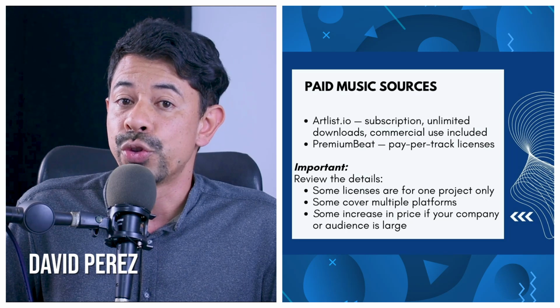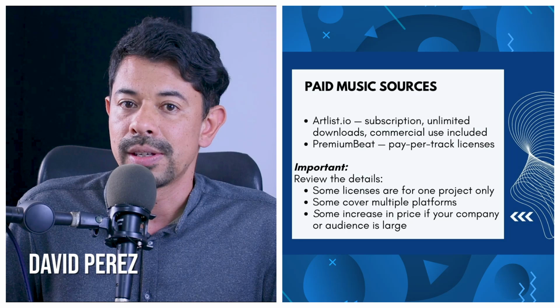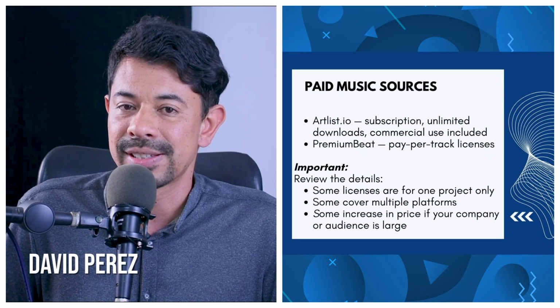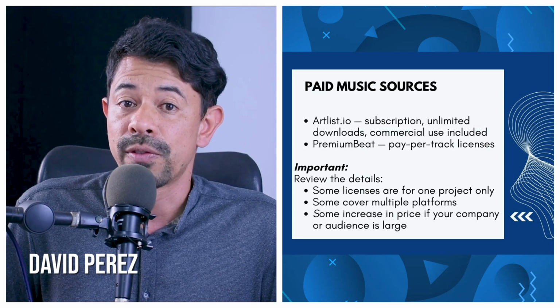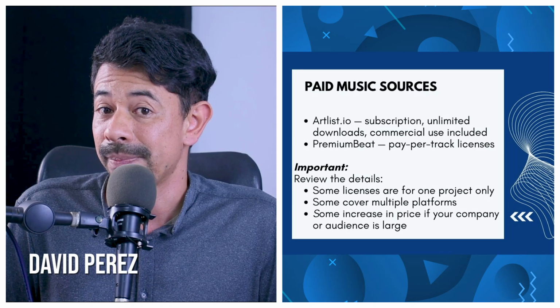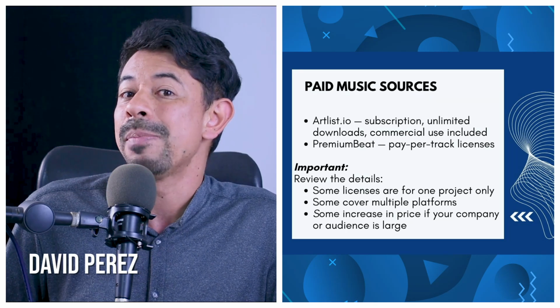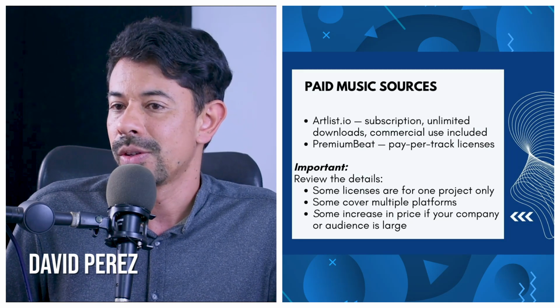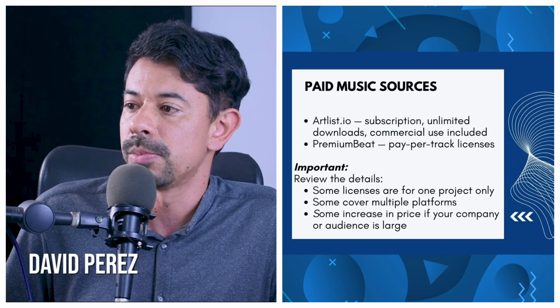You have to observe again, pay attention to each individual track's licensing terms. Good. Some licenses are for one project only, meaning one piece of content. So if you have a YouTube channel or a podcast, that would mean only one episode or one video. So you have to be mindful of that whenever you're checking the license terms.